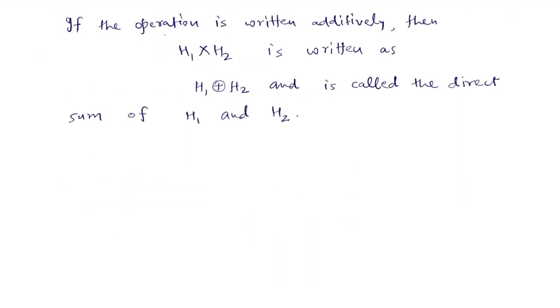If we write the operation additively, then H1 cross H2 is written by this expression and is called the direct sum of H1 and H2. We read this symbol as direct sum.